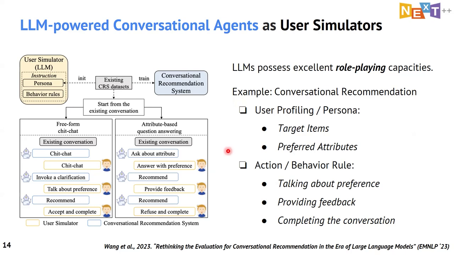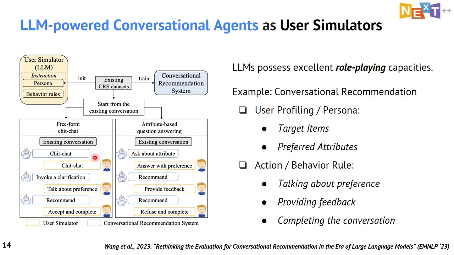Here is a paper from EMNLP last year. The authors proposed a new LLM-based user simulator for conversational recommendation, and they adopt the target items and the preferred attributes as the user profiling information, which we can also call a persona. They also define several actions or behavior rules in the instructions, such as talking about preferences, providing feedback, and completing the conversation. So we can see that with LLM-powered conversational agents, the user simulators are more flexible and can be applied to different settings.